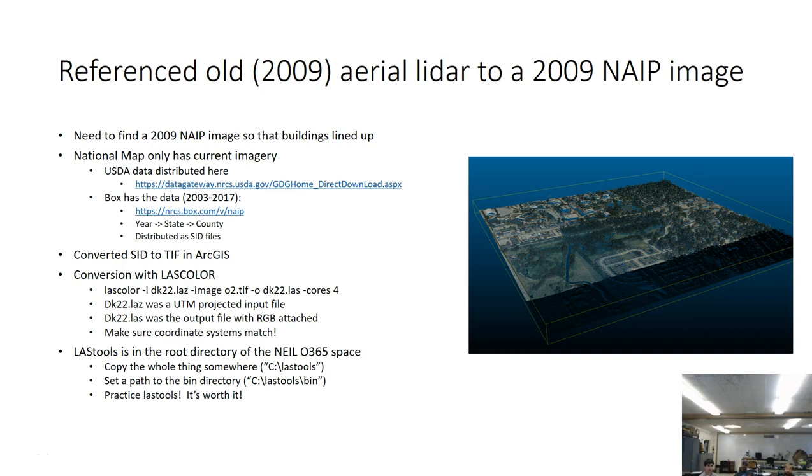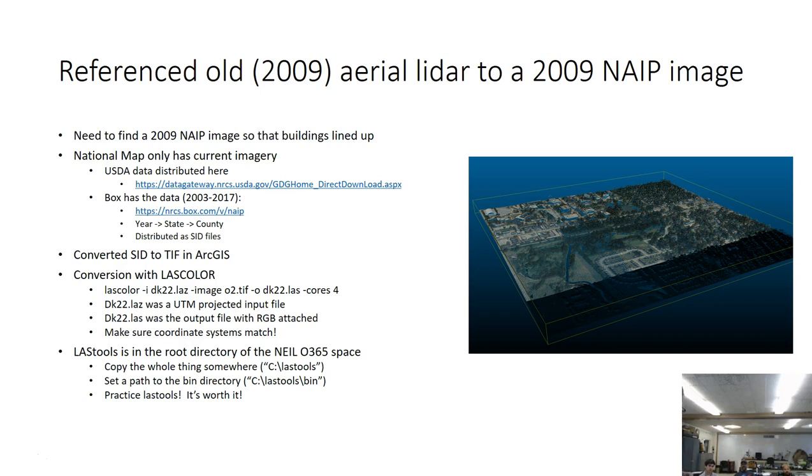It's super easy. You just navigate by year, by state, by county. Year and state are the folders, and then the file name is the county. Which years are all on there? Everything, 2003 to 2017. It's many terabytes of data. It's so cool. And interestingly, it was all distributed as SID files. I haven't seen that in the wild in a long time, but they were using SID files.